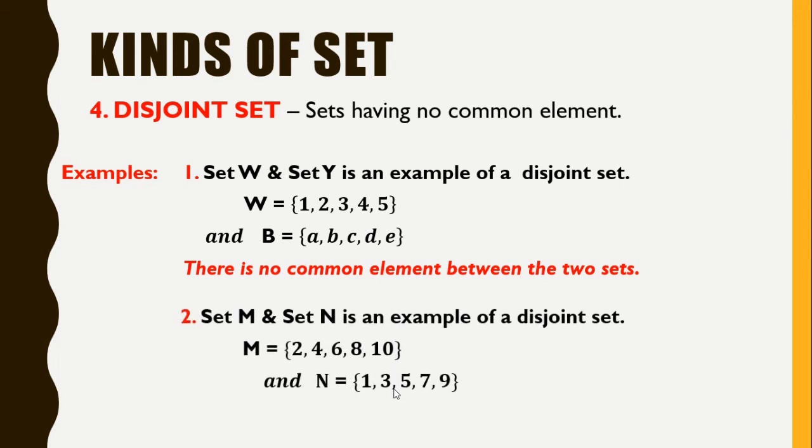So again, next example of a disjoint set: set M and set N. For set M, ito yung ating mga elements: 2, 4, 6, 8, and 10. Samantalang sa set N, the elements are 1, 3, 5, 7, and 9. So as you can see, yung ating set M, these are even numbers. Yung first 5 even numbers, samantalang yung ating set N is the first 5 odd numbers. So walang magkatulad na element. Therefore, this is a disjoint set. Okay, so malinaw po ba yan?